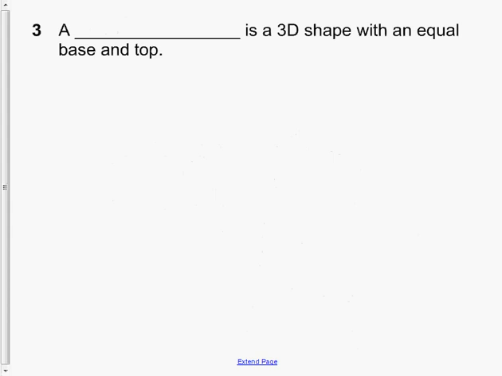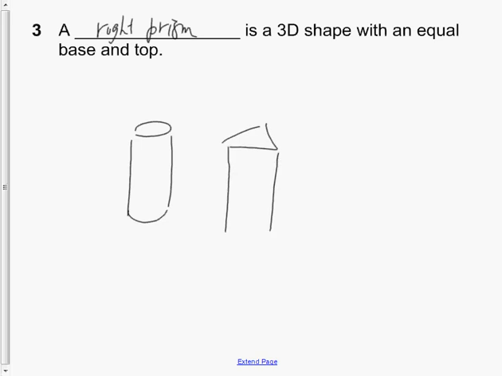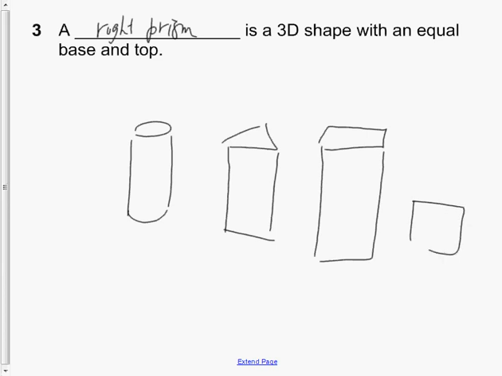The third one says a blank is a 3D shape with equal base and top. We call that a right prism. Basically what that means is if we take any, like a cylinder, or a triangular prism, or a rectangular prism, or a cube, the sides of these prisms are all at what we call 90-degree angles. They're perpendicular to the base. So all of them are perpendicular, which means that's where the right comes in.